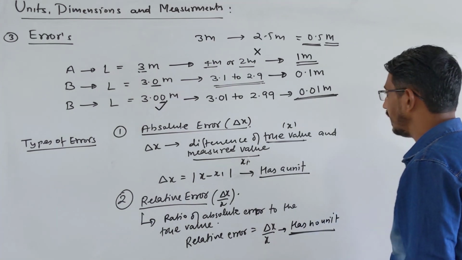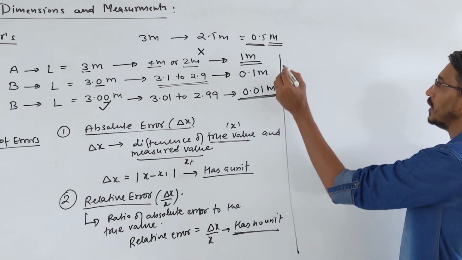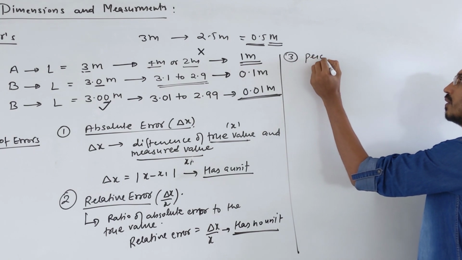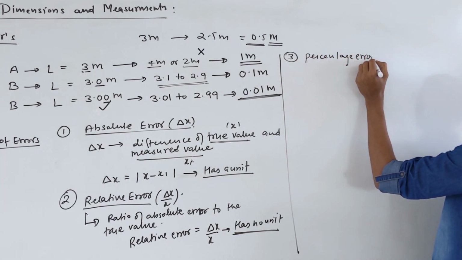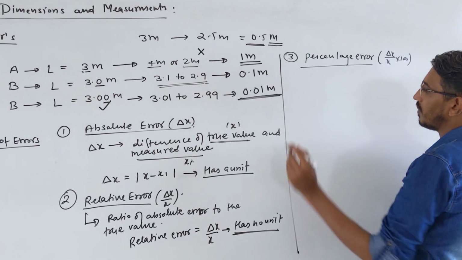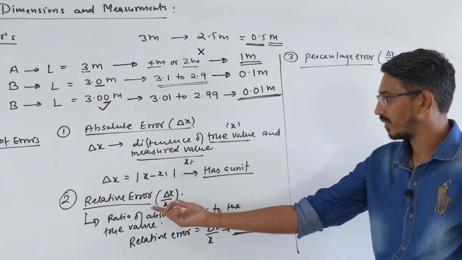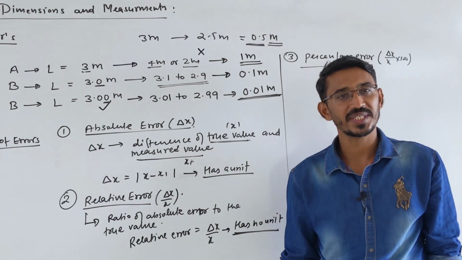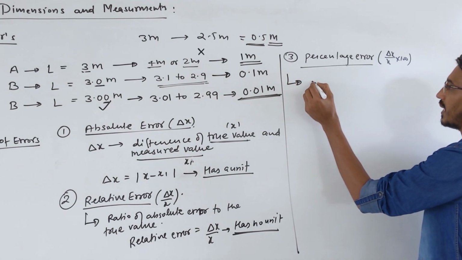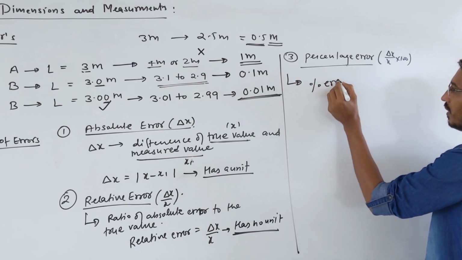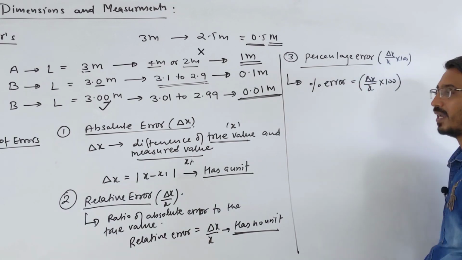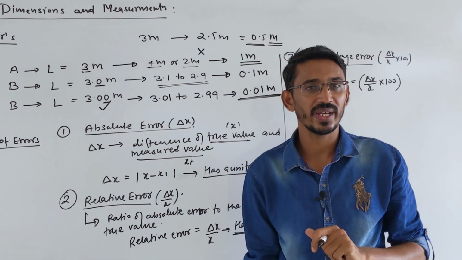Okay. Let's see then the third type of error, which is most important for us. The third type of error is called percentage error. And what is this? We represent it by del x by x into 100. So this is nothing but, del x by x means your relative error. You multiply with 100, you get your answer in terms of percentage, and it's called percentage error. Okay. So what is percentage error? Simply del x by x into 100. Here you get answers like 2%, 3%, 4%. Some percentage answer you will always get, right?